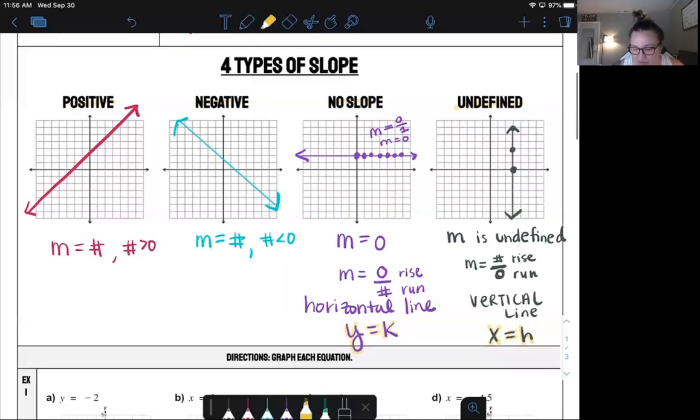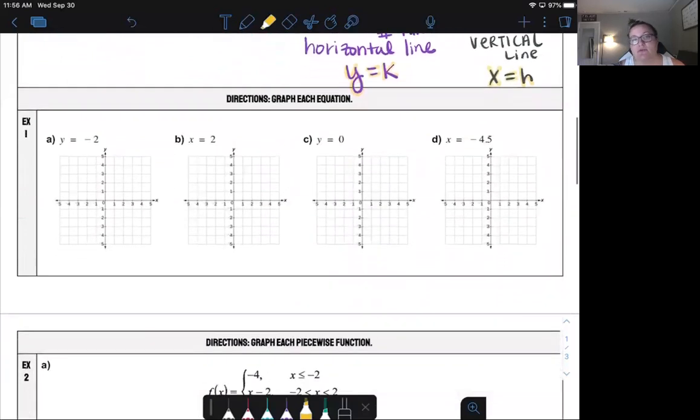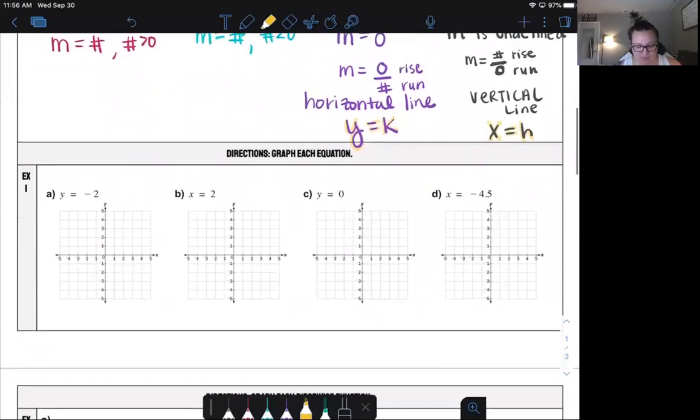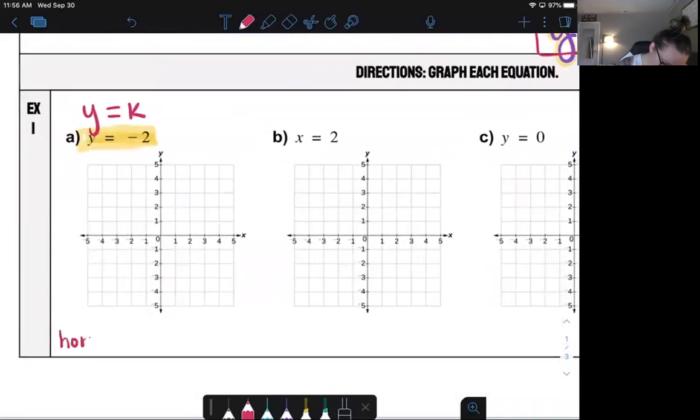Okay, so let's talk about what that means when we are graphing an actual equation that looks like the form y equals k and x equals h. Well, if you look at example 1, first off, we have an equation that looks like y equals -2. So this is y equals some number k. Well, this reminds me of y equals k, which means I'm going to have a horizontal line. So I know that this is going to be a horizontal line at y equals -2.